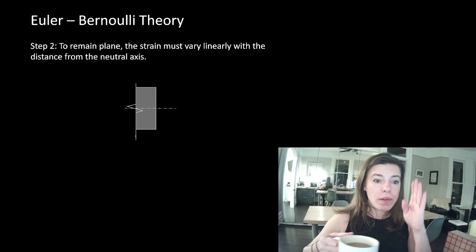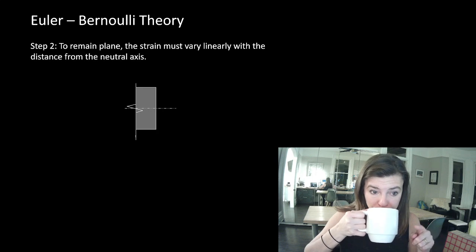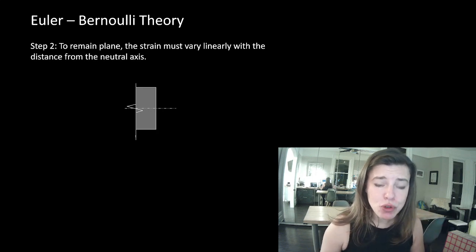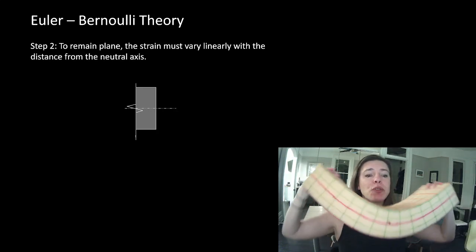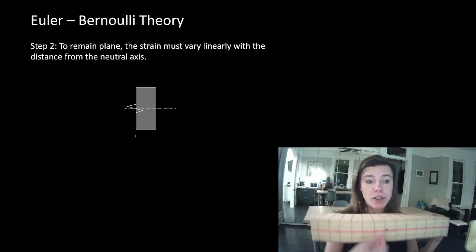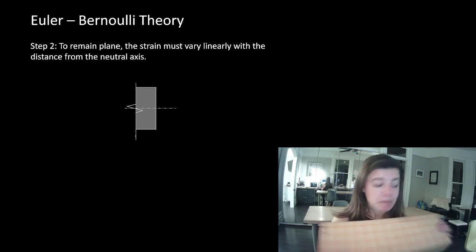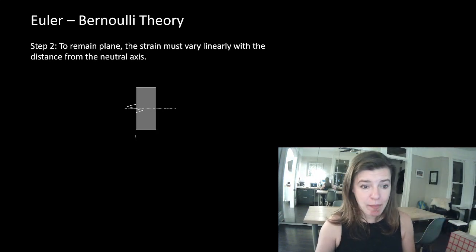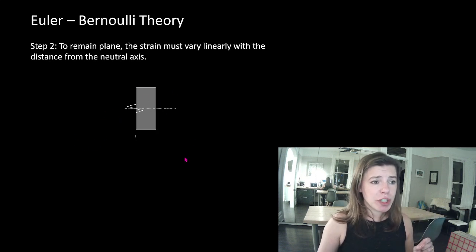Okay. Those that remember that a straight line is a linear relationship. Remember, our stress-strain was a linear relationship. So if that's remaining plane, that means the relationship to how much this is squashed here and this is stretched here is a linear relationship. So remember, strain is about how much it's moved. So this is its original shape, and then we deform it. That is our strain there.